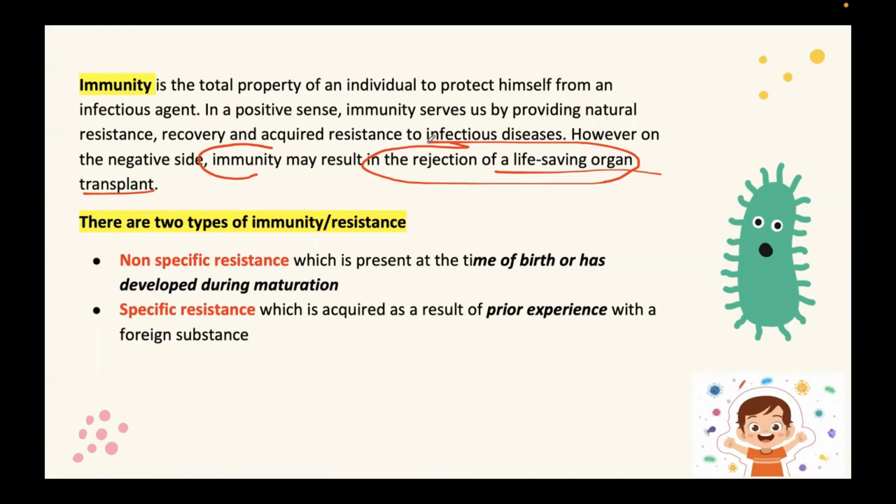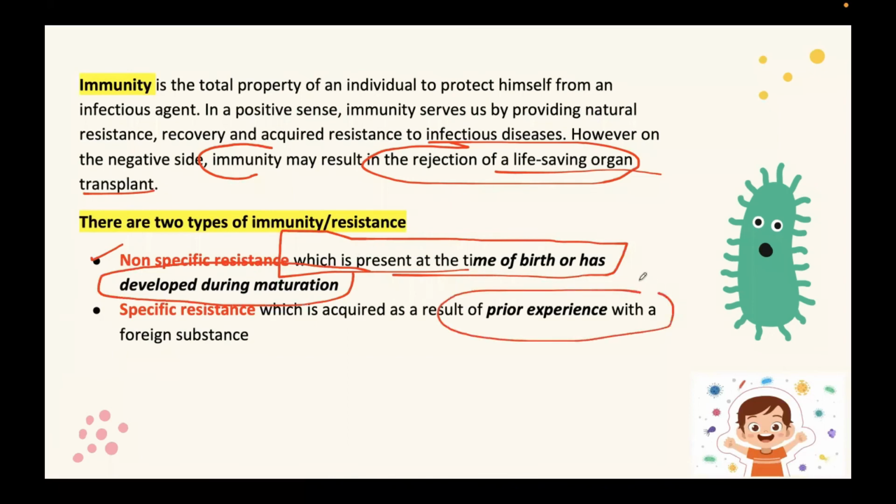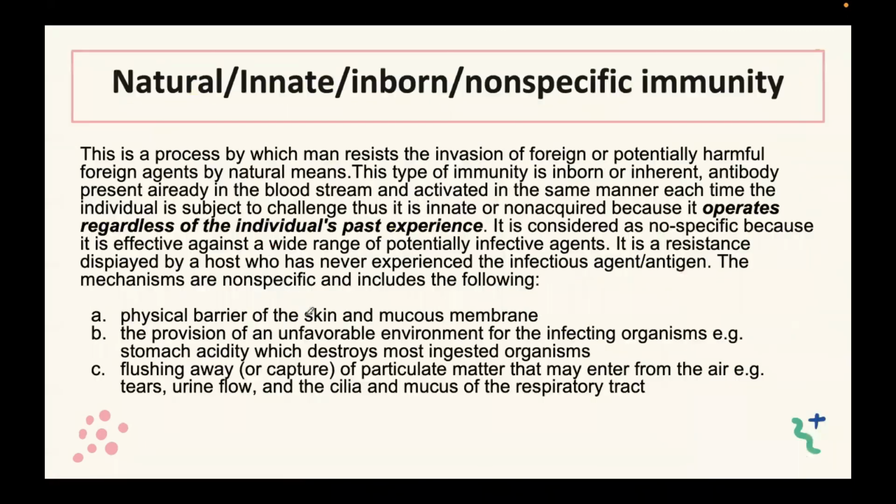So, there are two types of immunity or resistance. We have the non-specific resistance and the specific resistance. Pag non-specific resistance, ang ibig sabihin nito, present at the time of birth. Okay, yung resistance na to, pagkapanganak pa lang nandyan na yan, pero nade-develop lang yan habang tumatanda tayo. Next, yung specific resistance which is acquired as a result of prior experience or prior exposure with a foreign substance. So, na-imagine na po ba?